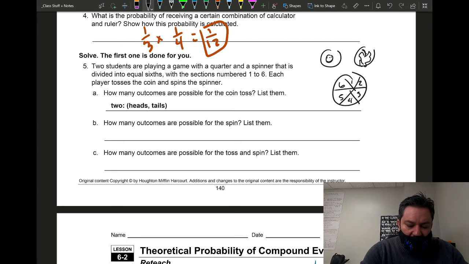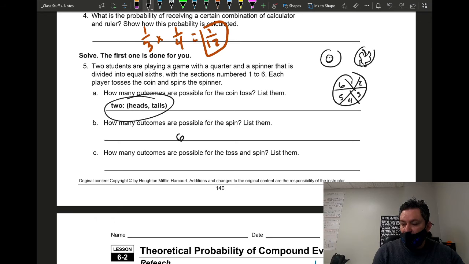How many outcomes are possible when you toss the coin? You have a coin, you're going to toss it. How many total possible outcomes? Well, you have heads and you have tails. So that's 2 total possible outcomes, right? How many outcomes are possible for the spin? How many numbers do you have on the spinner? 6.